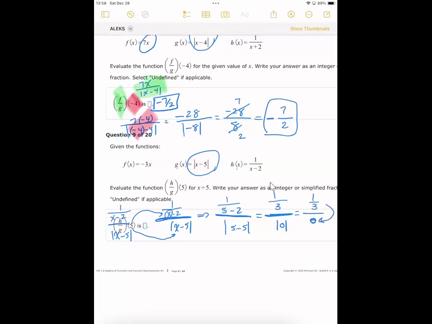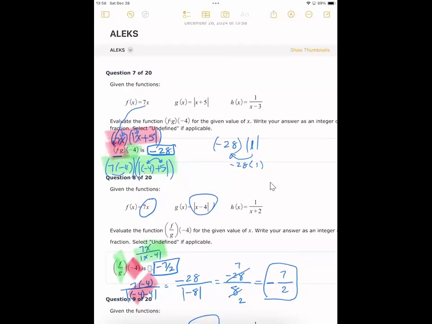This is undefined. So the answer to this question, when you are doing the homework, it gives you an icon. One of the answers is undefined, and that's what you pick. It is undefined because you end up with 0 in the denominator.